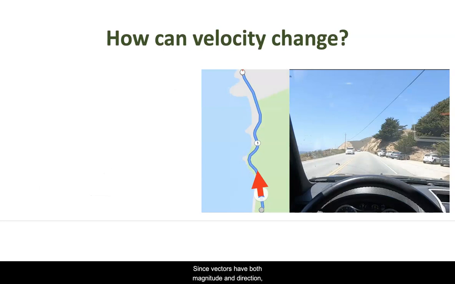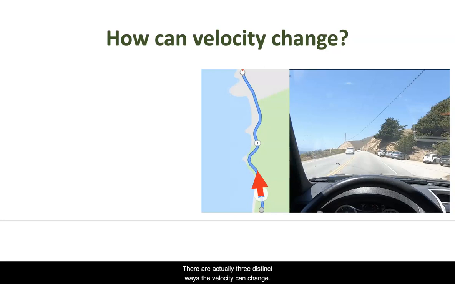Since vectors have both magnitude and direction, we usually represent them visually as an arrow. On the map, we see the current direction of the car represented by the red arrow pointing in the direction the car is going. Its length is an indicator of the magnitude of the speed of the car.